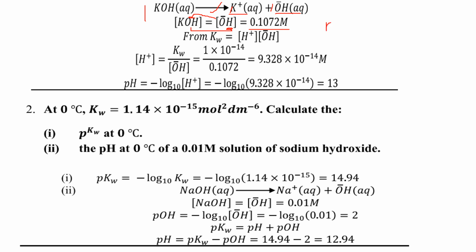Now I told you there are 2 ways. You can either find pOH and use the other expression that we derived, or you can go with the calculation approach by saying Kw is equal to the molar concentration of hydrogen ions times the molar concentration of hydroxyl ions. And then you make the molar concentration of hydrogen ions the subject. So you have Kw divided by the molar concentration of hydroxyl ions, which you already have. Kw is always constant, which is 1 exponential negative 14. And the molar concentration of hydroxyl ions, you got it as 0.1072. And then you're going to have your answer as 9.328 exponential negative 14 moles per decimeters cubed.